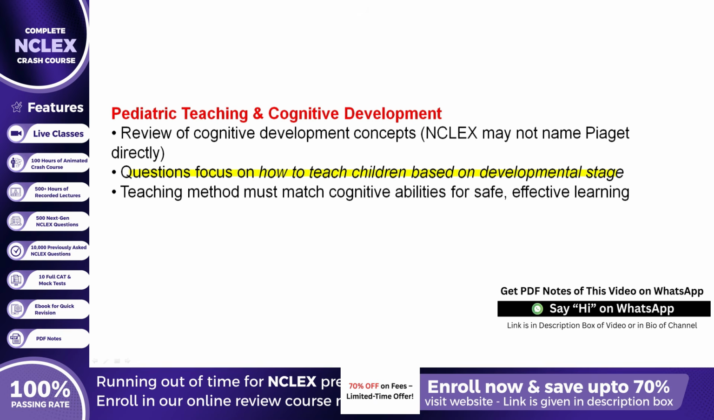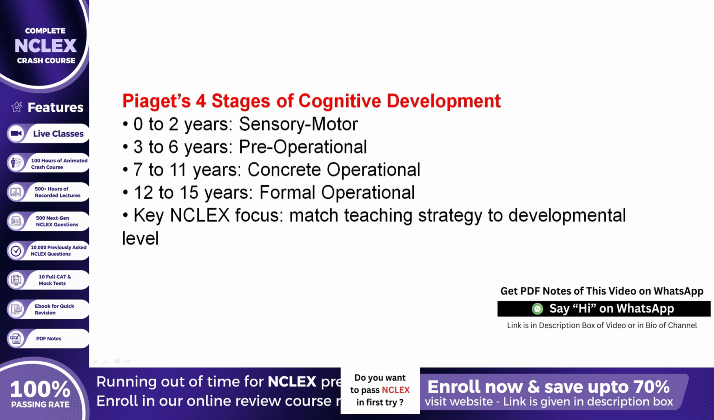As we begin, let us walk through Piaget's 4 stages of cognitive development, starting with 0 to 2 years, which is known as the sensory-motor stage. Then we move into 3 to 6 years, which is called the pre-operational stage. After that comes 7 to 11 years, which is the concrete operational stage. And finally, we look at 12 to 15 years, known as the formal operational stage. The key NCLEX focus here is to always match your teaching strategy to the developmental level of the child.